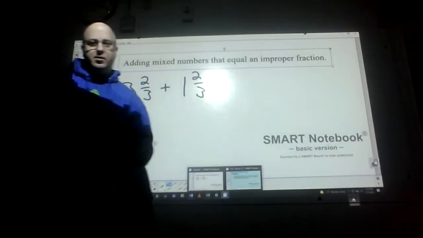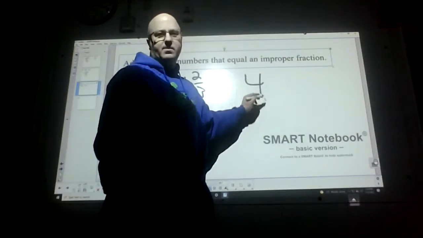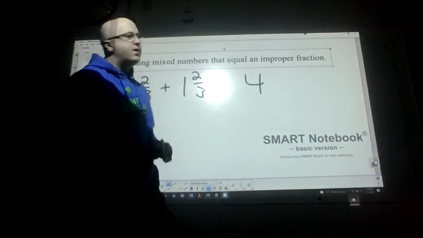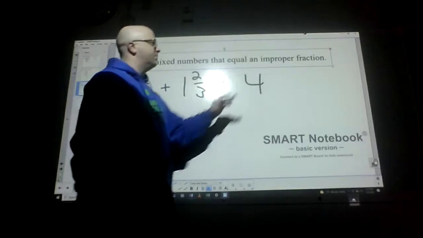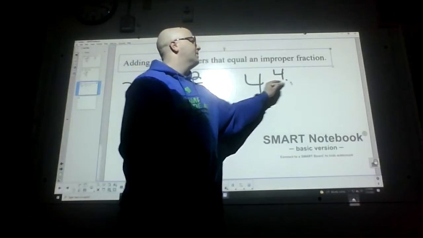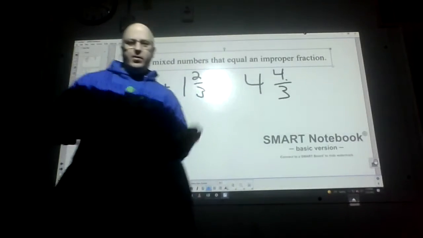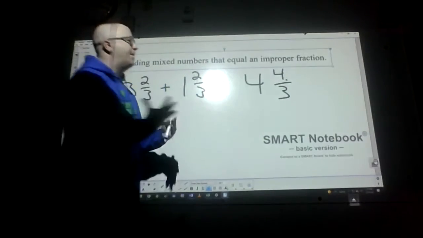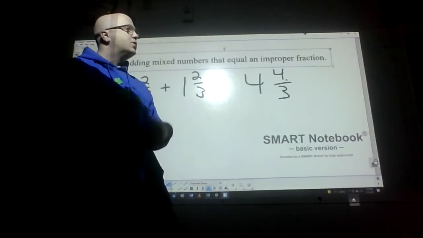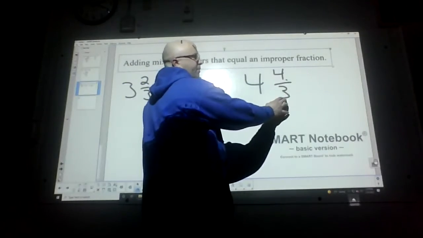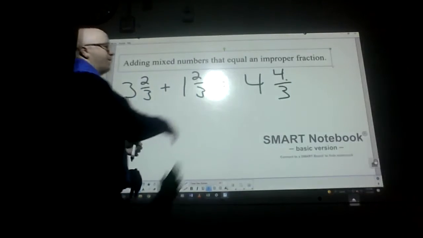We add up our whole numbers just like we have been doing. 3 plus 1 gives us 4. So right over there so you can see it outside the glare. Then we add our numerators like we've always done. 2 plus 2 equals 4. Denominators stay the same. Our denominators slide over. But now wait a second. We have an improper fraction here. We don't want that to be the case. So we need to change this improper fraction to a mixed number. So we have 4 4/3.